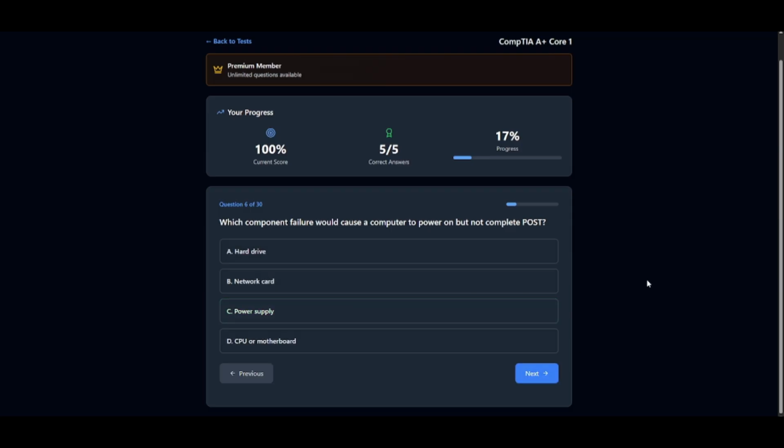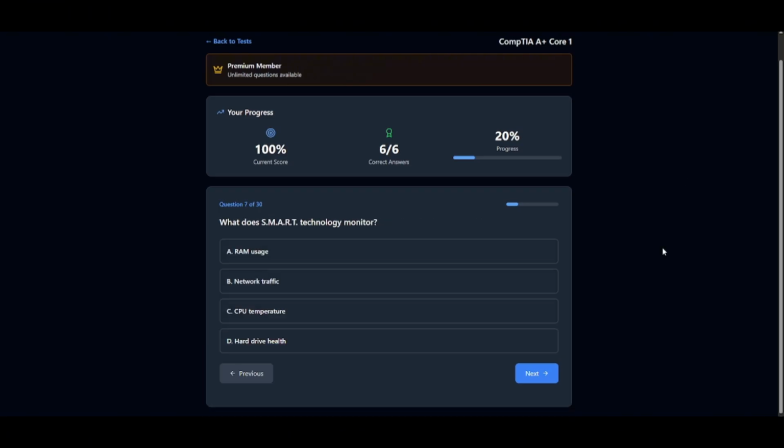Question number 6. Which component failure would cause a computer to power on but not complete POST? Think about it for a moment. Okay, and the most likely culprit for this would be D, either the CPU or the motherboard. POST requires the CPU and the motherboard to function properly in order for POST to complete on startup. So these two would be the most likely culprits for this problem.